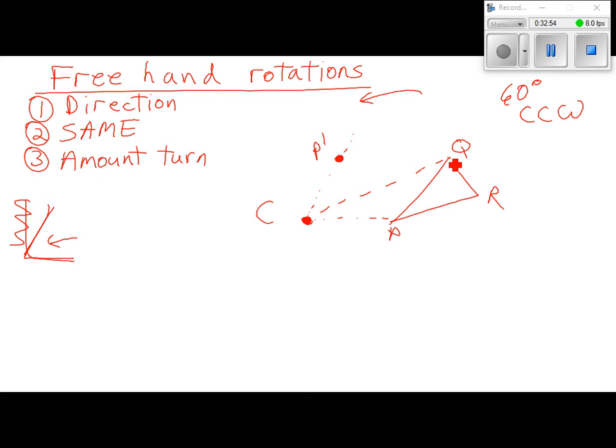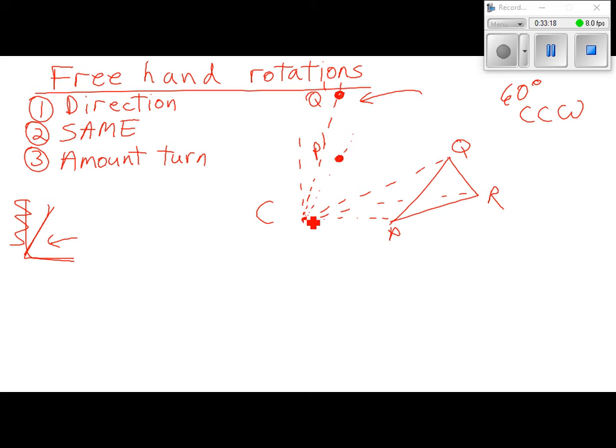Do the same thing for Q. Hook Q to C, comes off 60 degrees. Ooh, that's way too much. Comes off 60 degrees, somewhere about there. About that far. So Q prime is going to go right there. I can hear Harry's mind turning, saying, you ain't going to be nowhere close ever, so.